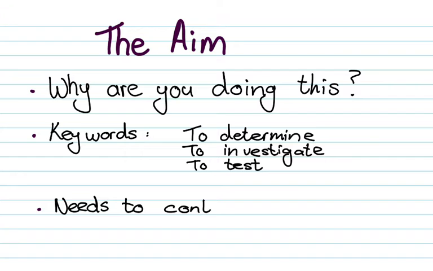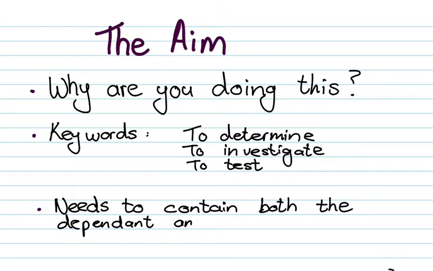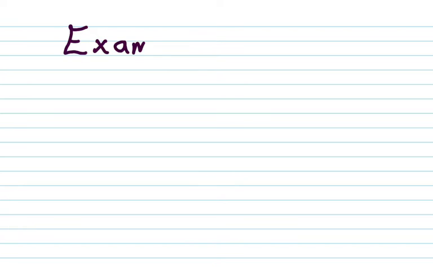And remember, the aim needs to contain both the dependent and independent variable. That's why you need to know which one is the cause and which one is the effect. So let's have a look at an example of that.